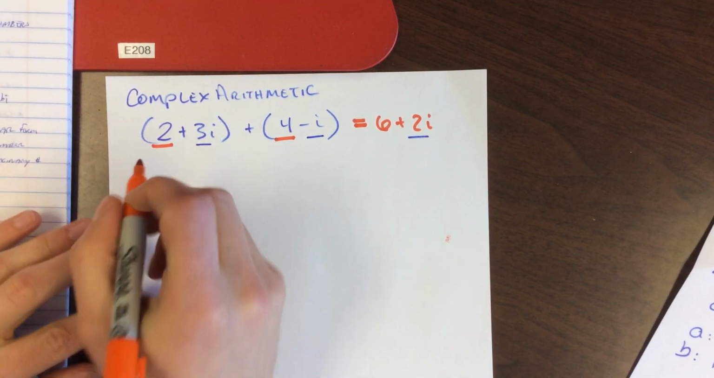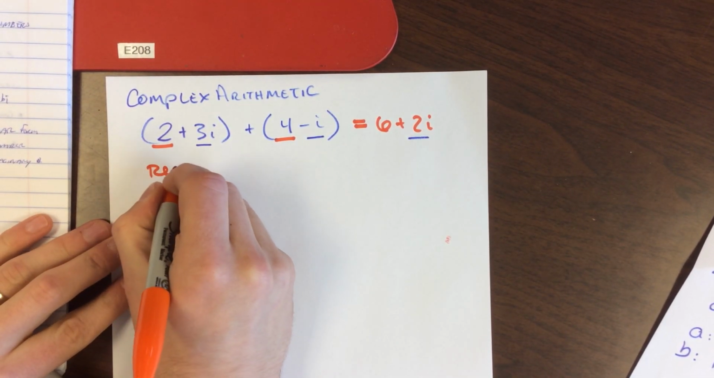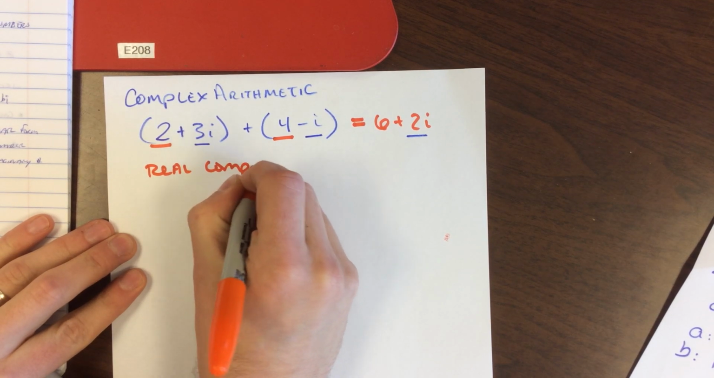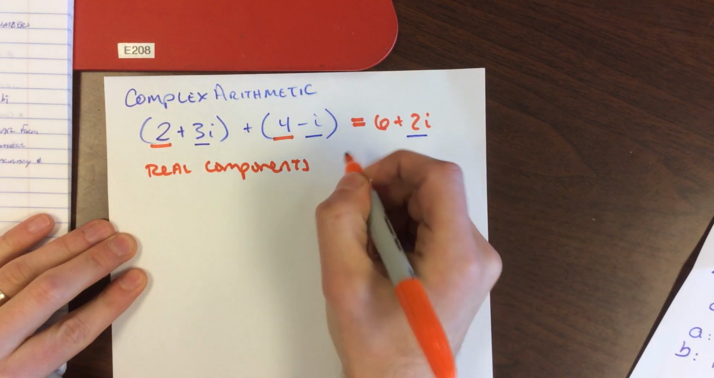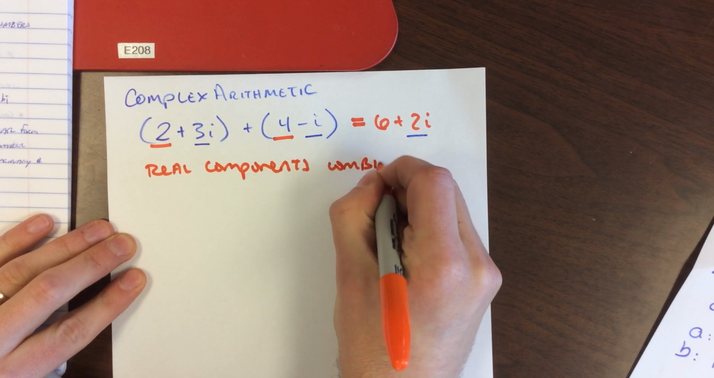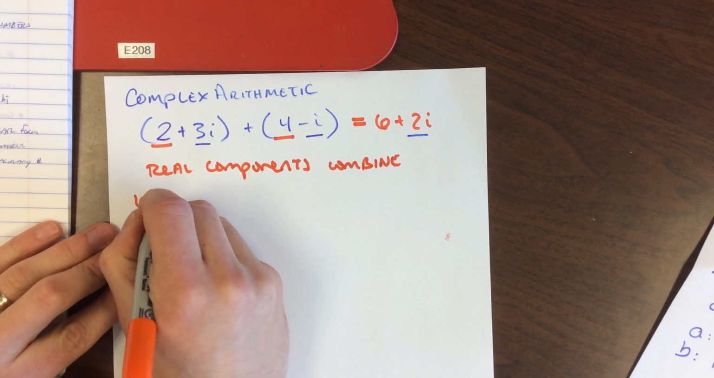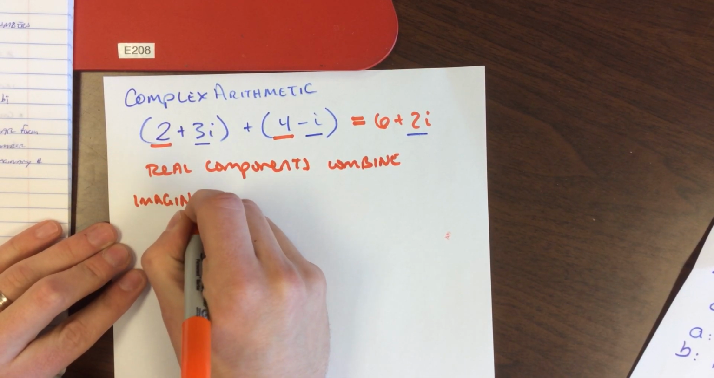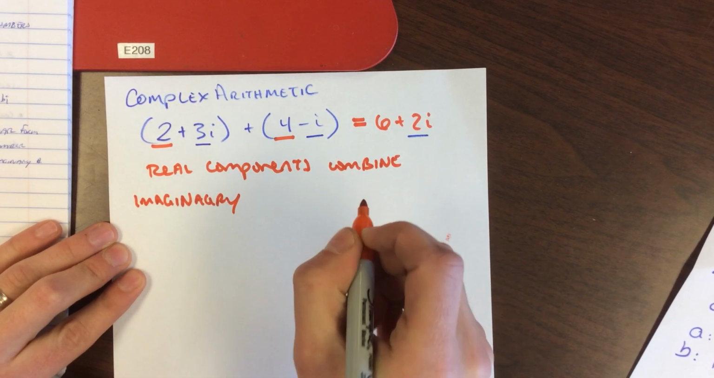Notice, real components combine with real components. So real components combine, imaginary components combine. It's just like my friends. They do not cross over.